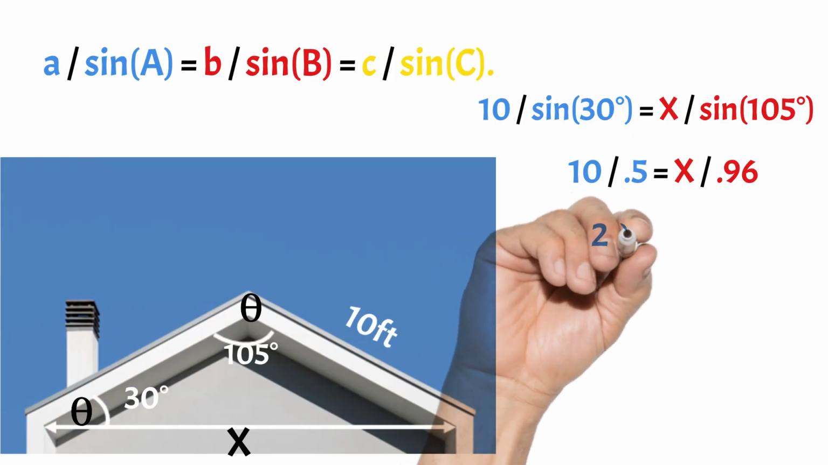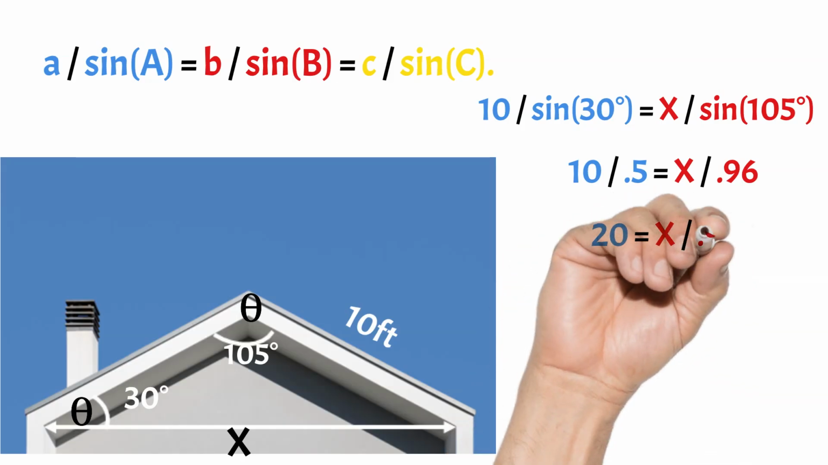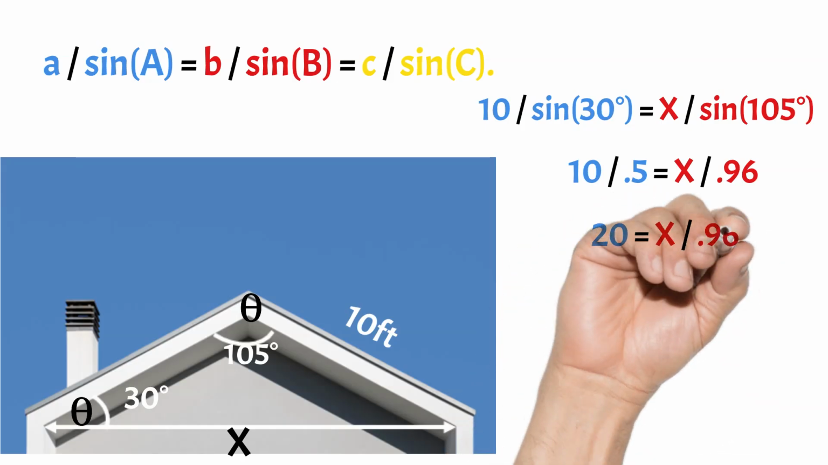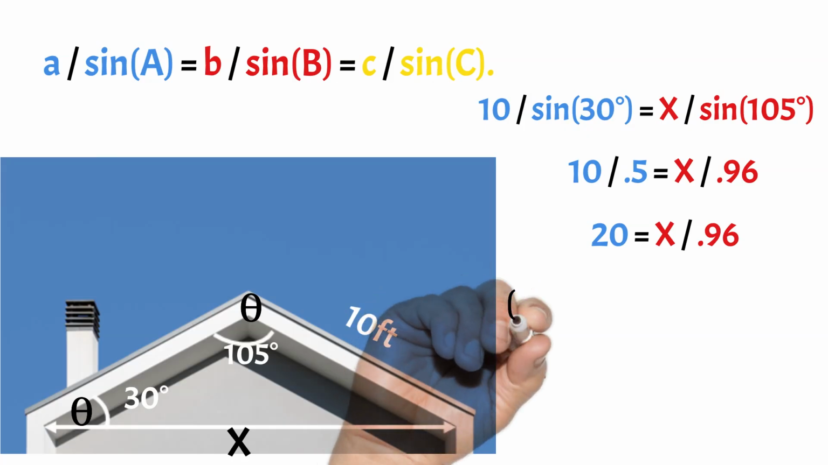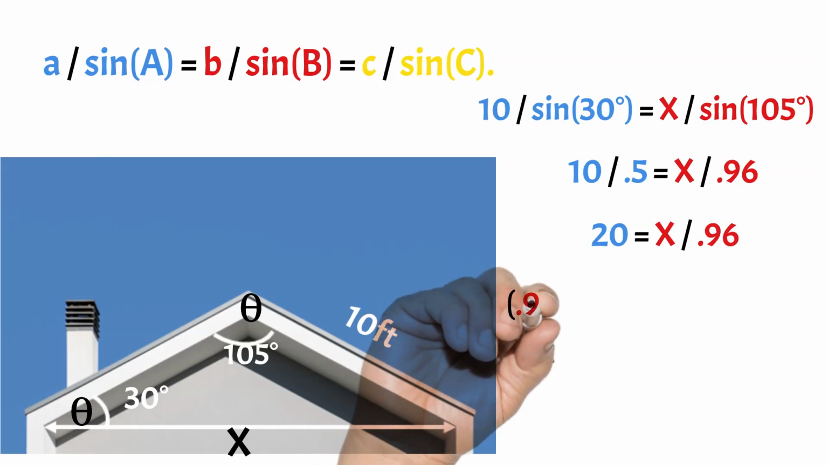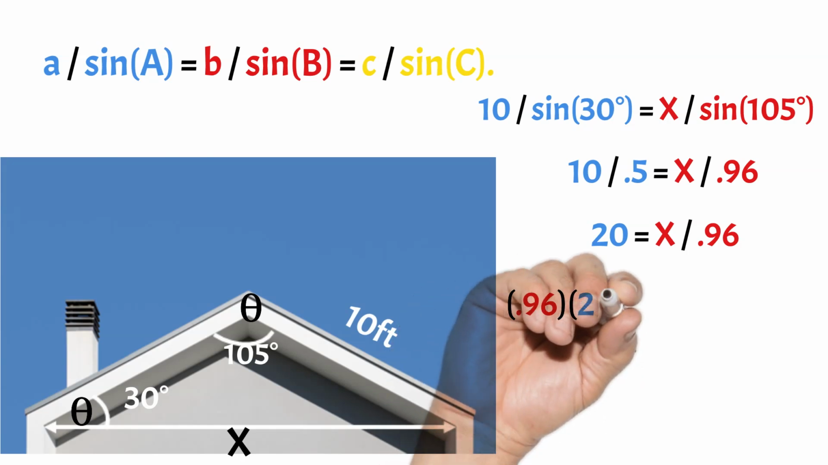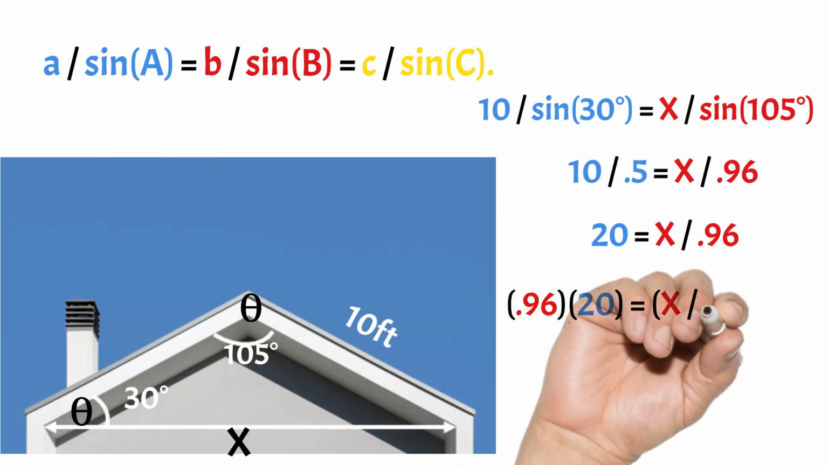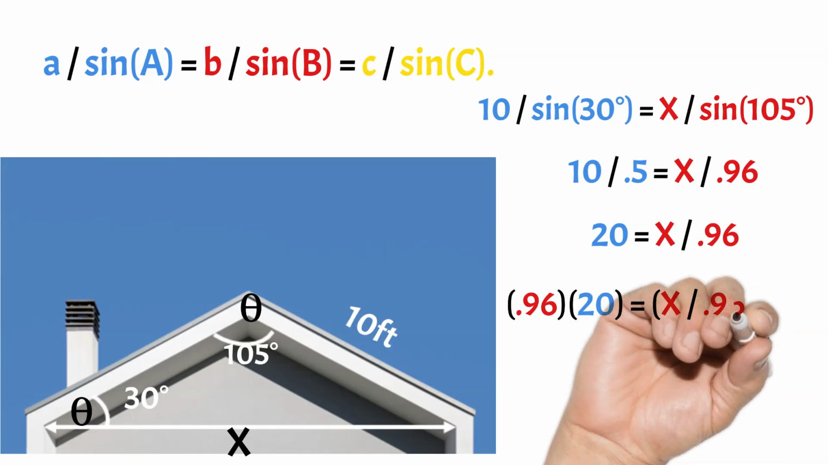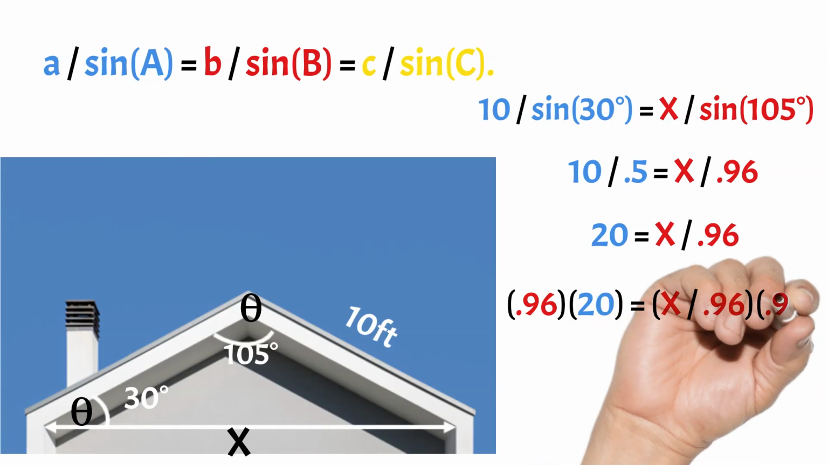Next, we take 10 and divide by 0.5, and we get 20 equals our unknown over 0.96. Now we need to isolate our unknown, and because x is being divided by 0.96, we need to perform the opposite operation in order to move it to the other side. So we multiply by 0.96, and remember, whatever we do to one side, we must do to the other. So we must multiply 0.96 to the left side of the equation as well.